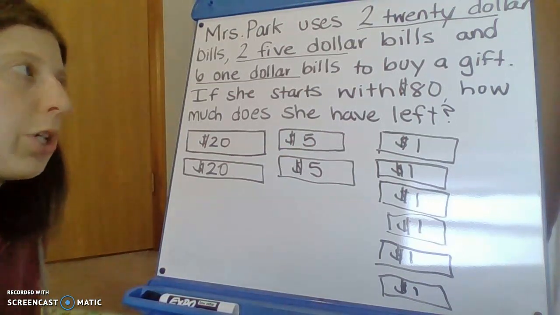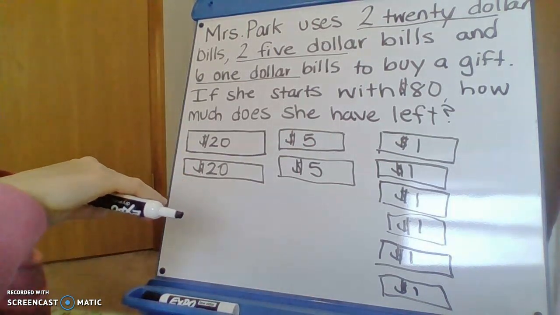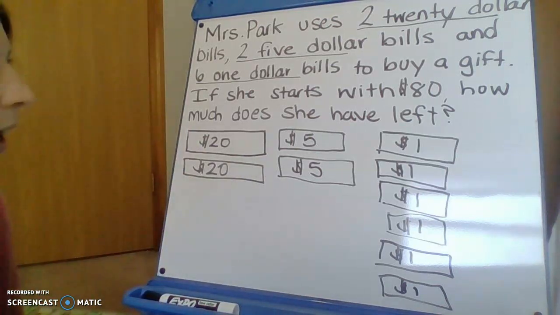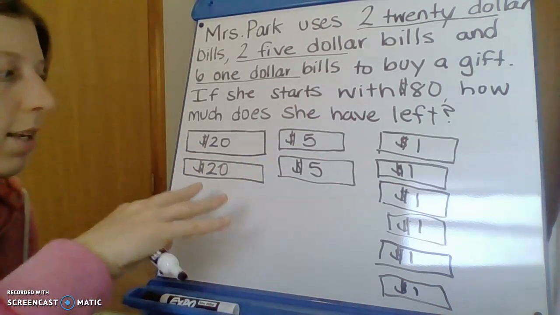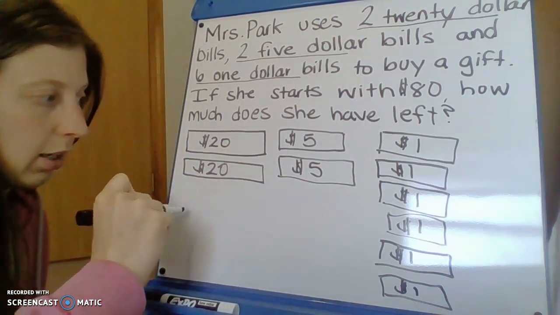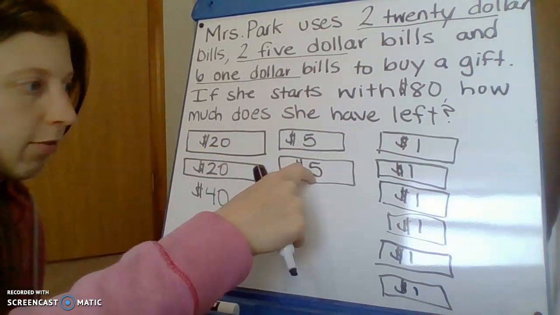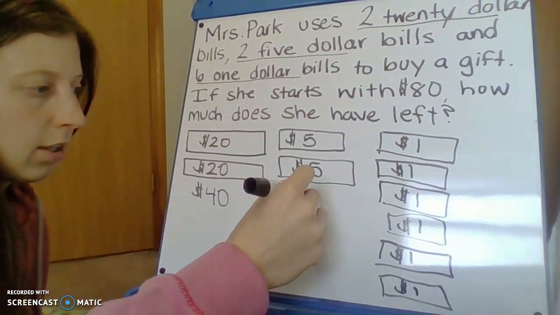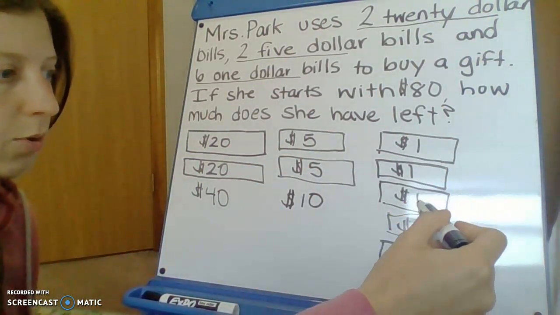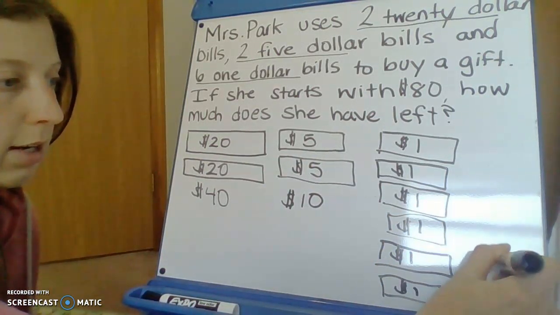So now what I'm going to do, because this is a two-step problem, I am going to add what I have together that she used to buy the gift. So I have to do 20 plus 20, which is going to give me $40. 5 plus 5 is $10. And then I have 1, 2, 3, 4, 5, 6 $1 bills. And I'm just going to write it over here because I ran out of room.